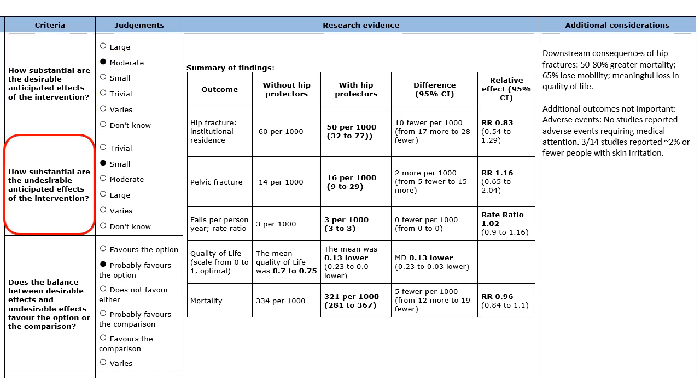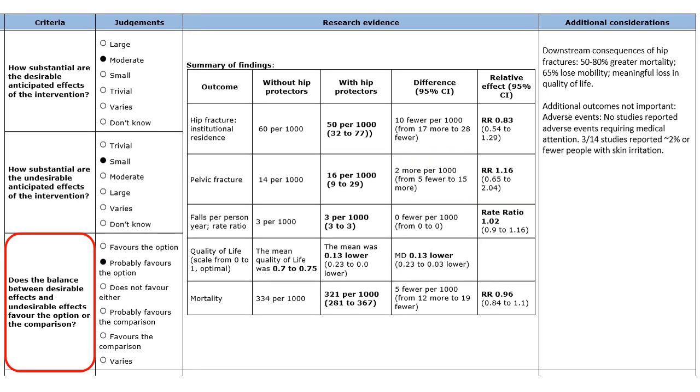Then they considered how substantial the undesirable effects are. And they looked at the increase in pelvic fractures, which was 2 more, and the reduction in quality of life. And they decided that the undesirable effects are small. Then the panel needs to decide whether the balance between desirable effects and undesirable effects favors the hip protectors. The panel agreed that the benefits were moderate, the harms were small, but overall they had low certainty in the evidence. But the desirable effects probably outweighed the harms, and therefore the balance of effects probably favored hip protectors.